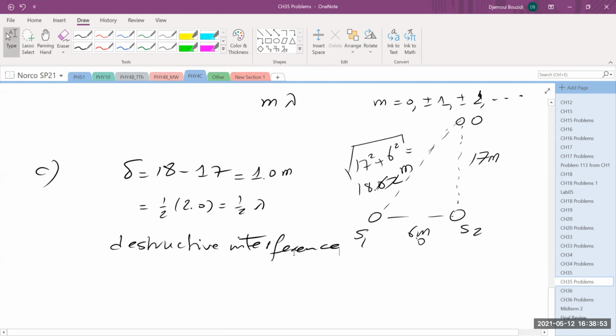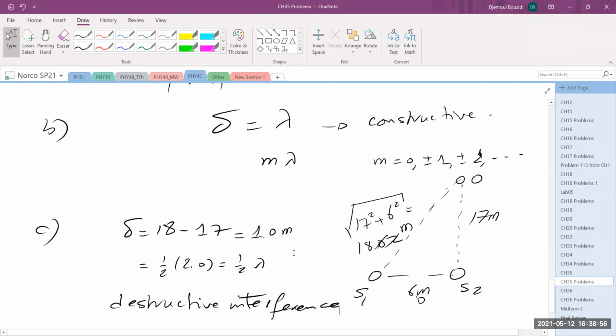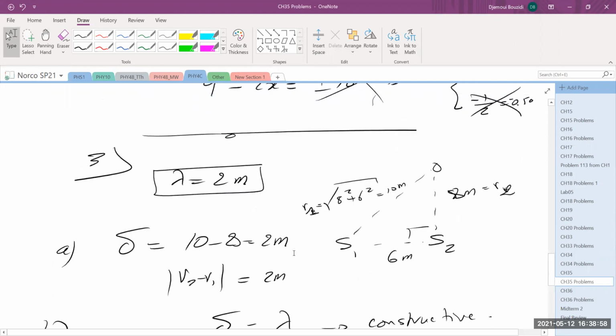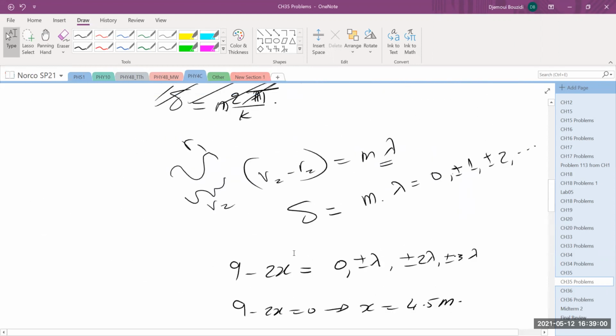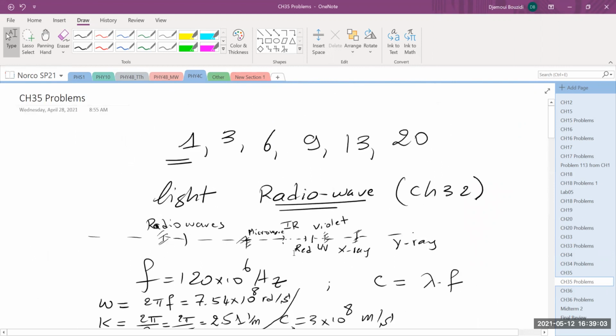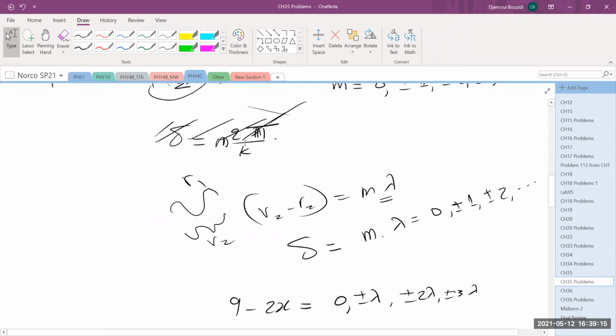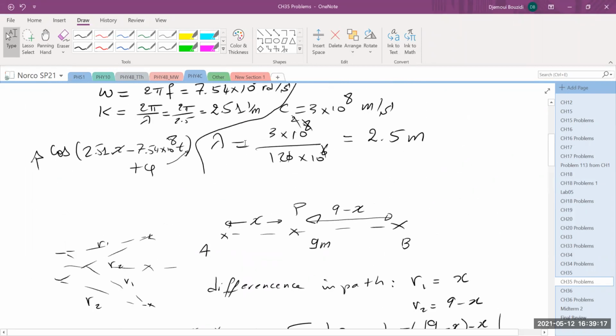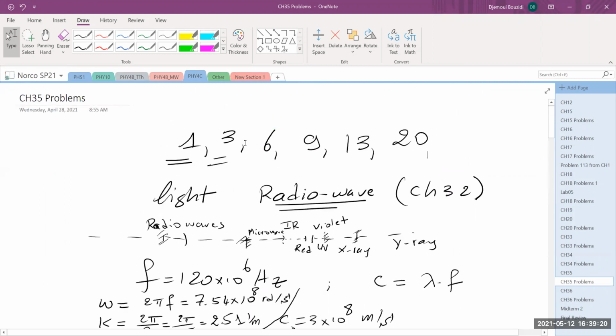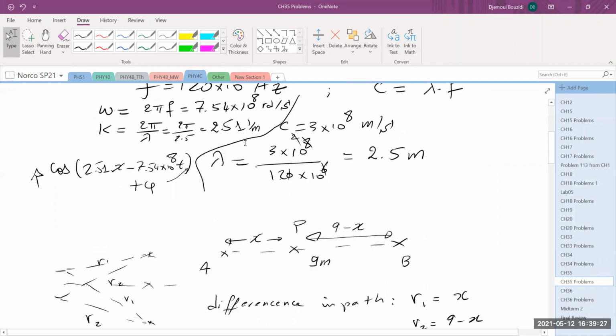So for this part of the problem, I know Daniel just joined us. The problems we're tackling, Daniel, are problems 1, 3, we just did 3, and 6, 9, 13, and 20 from this chapter, chapter 35, okay? So hopefully you come back at least to look at problem 1, because problem 1 and problem 3 are actually similar in a sense, we're trying to basically understand the idea behind constructive and destructive interference, okay?